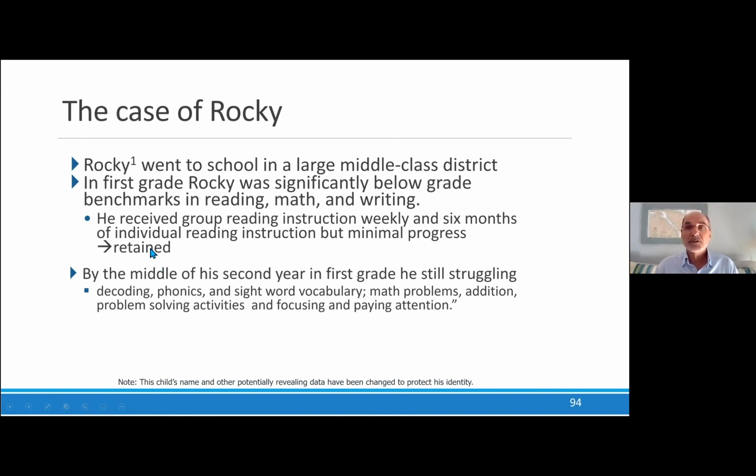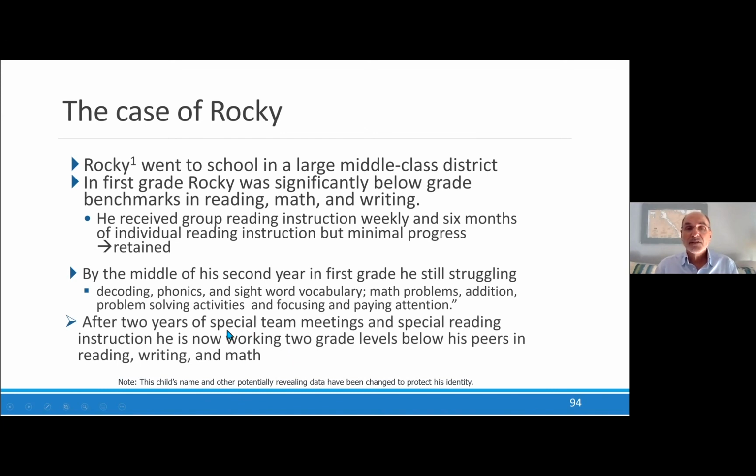Bad intervention, retention. By the middle of the second year in the first grade, he was still struggling and feeling bad about himself and having trouble focusing and paying attention and so on and so forth. So after 2 years of special team meetings, what was happening was they were really pushing RTI, and they just wanted to RTI and RTI and RTI and not test him. If they had given him the CAS2 brief a couple of months after he started with interventions, they would have found his weakness. And they would have found out that, wow, we need to do something more than RTI.